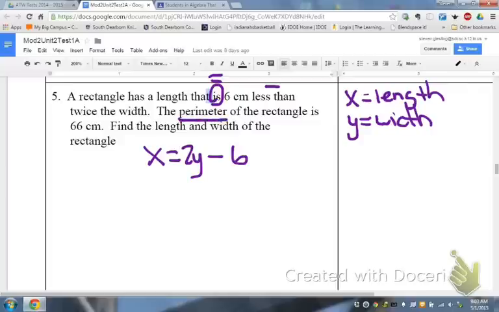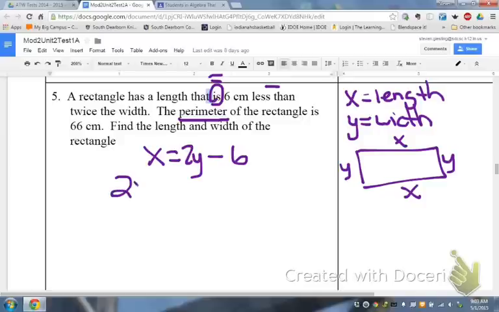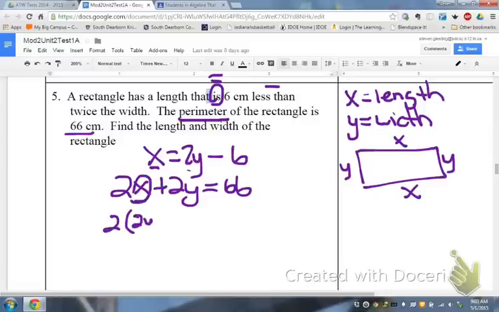Second part, the perimeter. Remember, perimeter is the sum of all the sides. So if I have a rectangle where x is my length, y is my width, perimeter is found by adding all the sides together. So I have x plus x is 2x, y plus y is 2y, and our perimeter is 66. And again, this is set up for substitution because we know x equals 2y minus 6, so I'm going to replace this x. I'll put 2y minus 6 in its place.